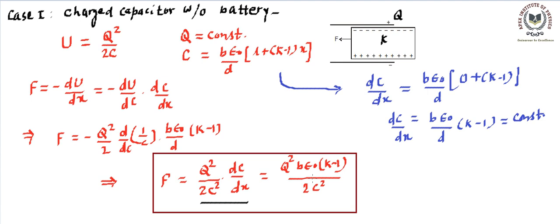That's the magnitude I'm talking about. The direction of force we have already talked about. So this will be the complete information about the force in the case when the charged capacitor does not have a battery connected. Now we will talk about the case in which the capacitor is connected with the battery, and let's see what happens then. So here is case 2.